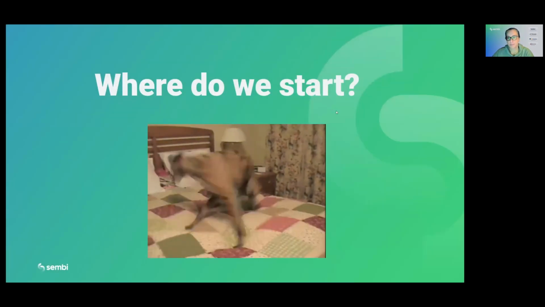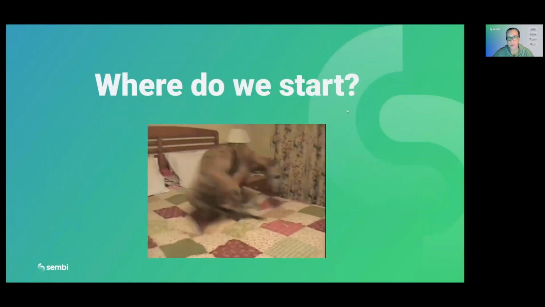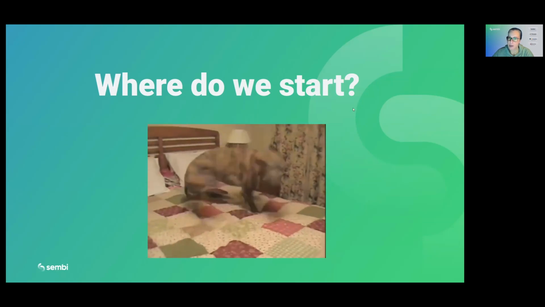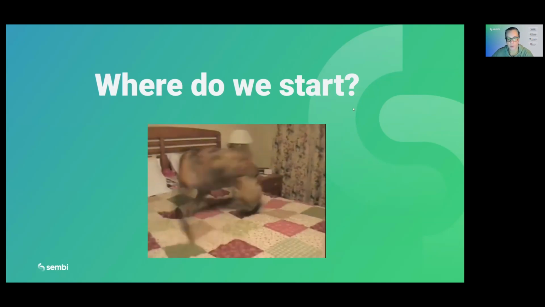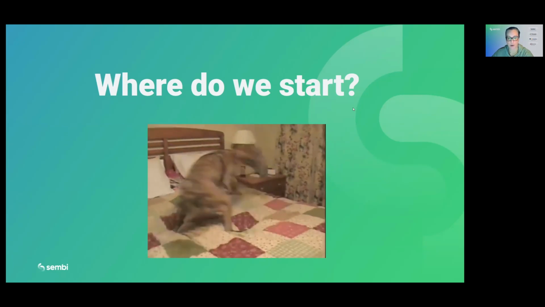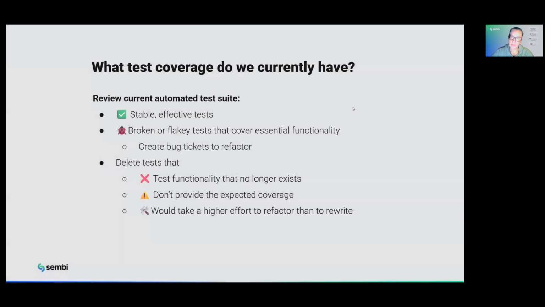So where do we start, right? We've got tech debt, we have things that we need to automate. It can be a bit overwhelming, but there are definitely ways that we can get this organized so that we don't have to worry about it too much. First thing we need to do is figure out what do we have currently automated.